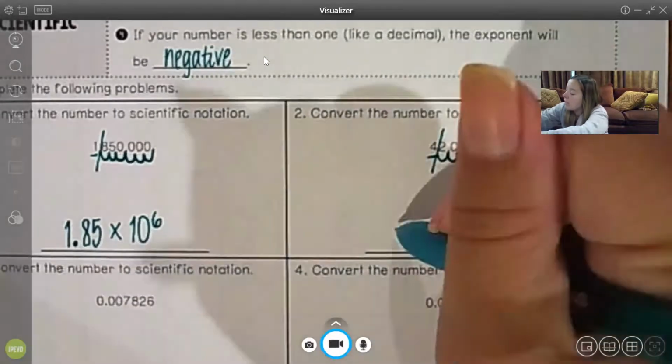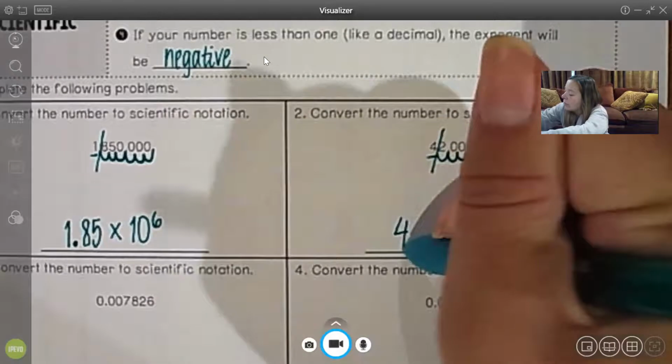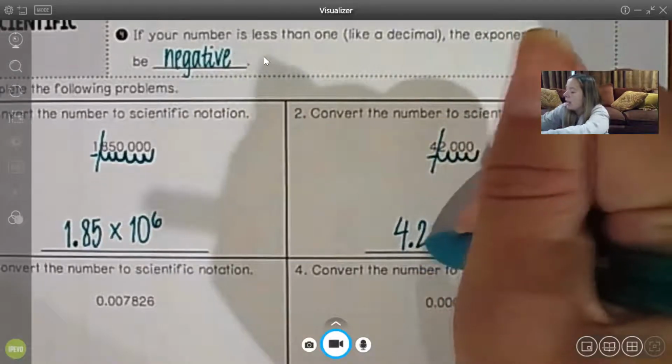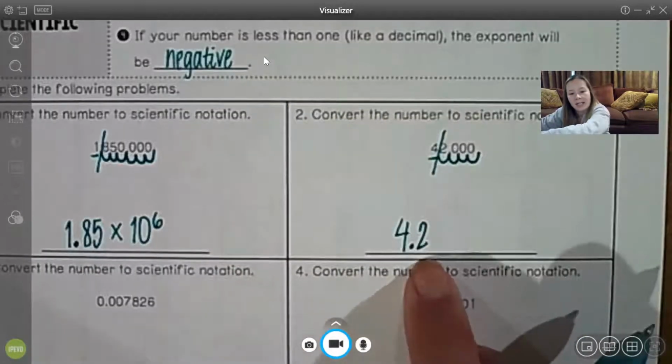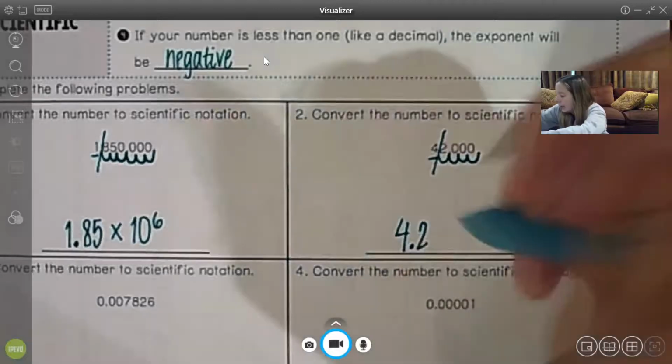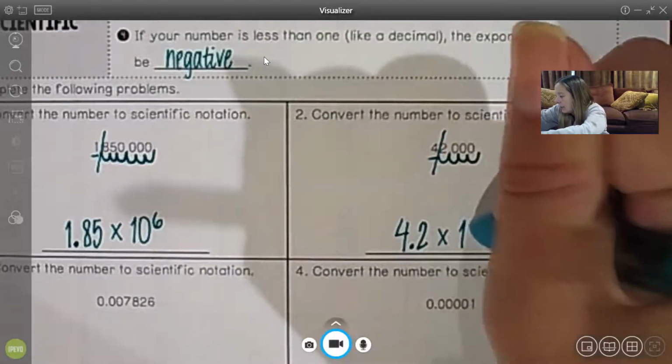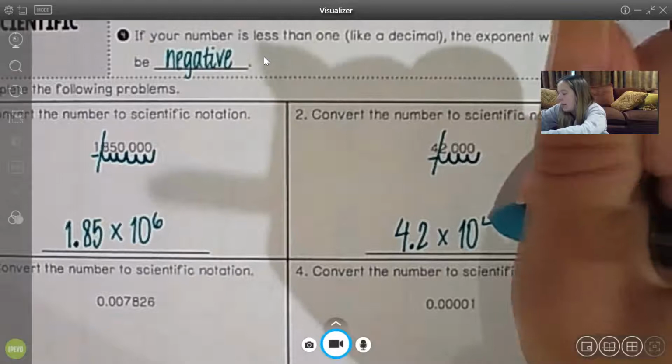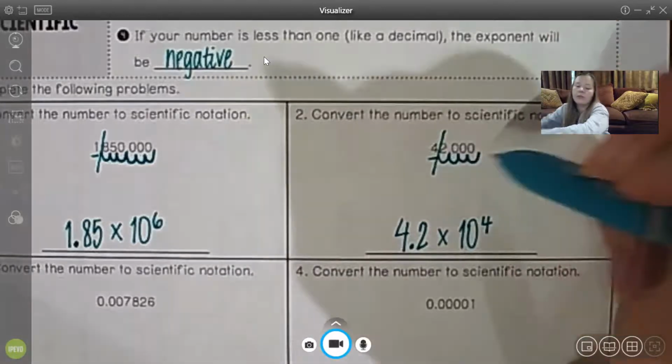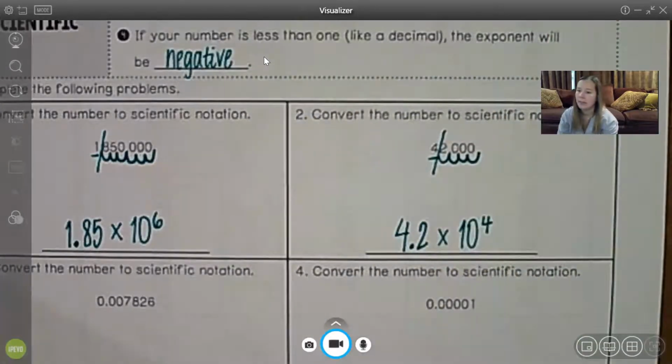So when I'm writing scientific notation, I have 4.2. I don't want to forget any digit that's not 0. Okay. Times 10 to the 4th power. That's how many places I counted over to get to the end of my number. So in scientific notation, it is 4.2 times 10 to the fourth. Okay. Those are our two examples for today.